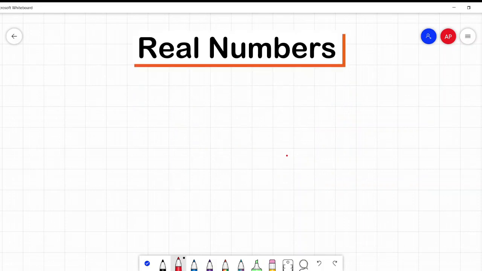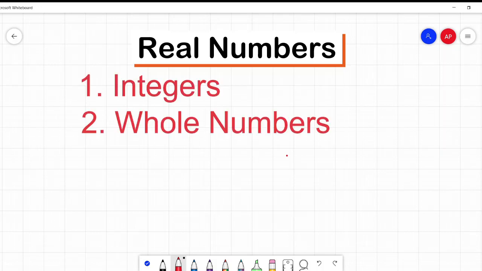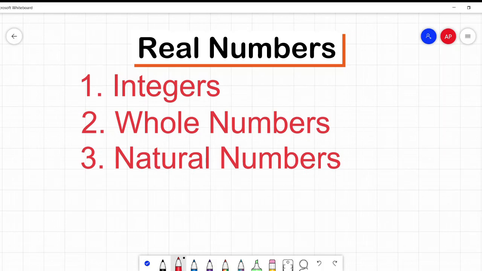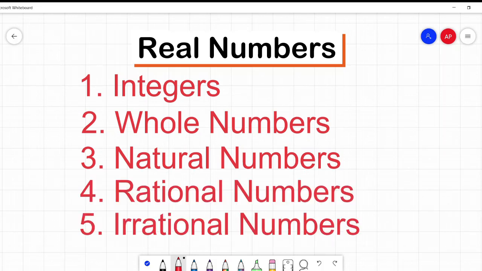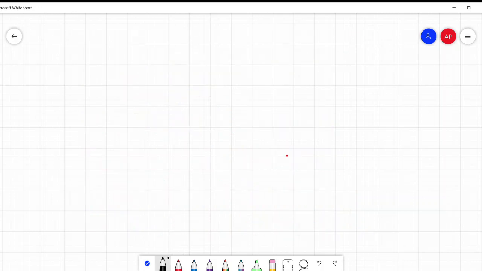There are five main categories they get divided into, and we're going to go over what those five are. These are the ones you're going to hear a lot: integers, whole numbers, natural numbers, rational numbers, and irrational numbers. All of these are in the category of real numbers. Okay, so the first thing we have here on the list is integers.